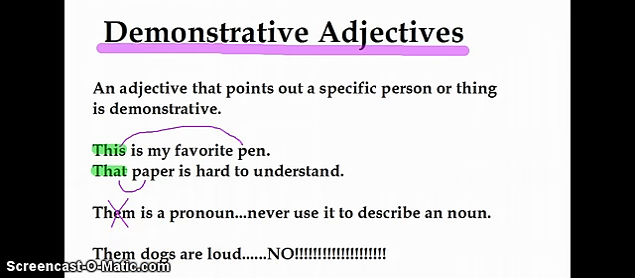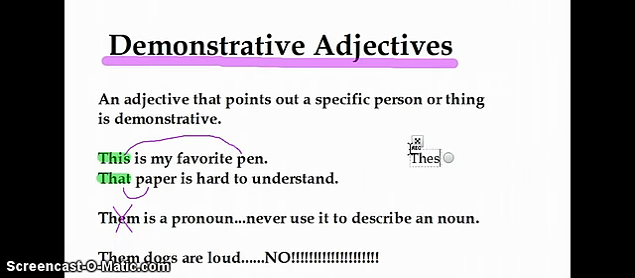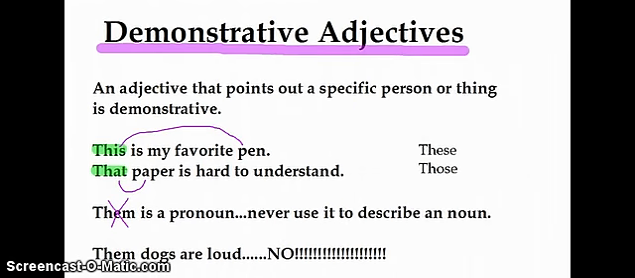This, that, and I should put these. This, that, these, and those are demonstrative adjectives because they're pointing out a specific person or a specific thing. So anytime you see those in sentences, you should identify those as adjectives as well.